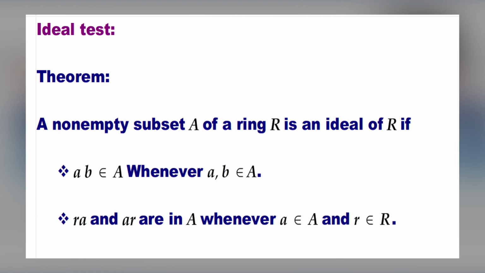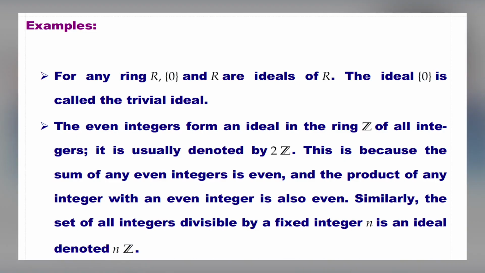The first theorem is: a non-empty subset A of a ring R is an ideal of R if a minus b belongs to A whenever a, b belong to A, and ra and ar are in A whenever a belongs to A and r belongs to R. Let us look at some examples of ideals. For any ring R, the singleton {0} and R are ideals of R. The ideal {0} is called the trivial ideal.